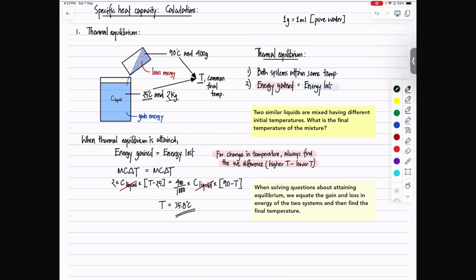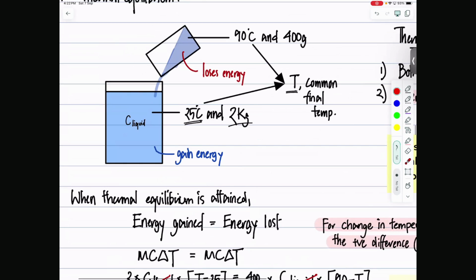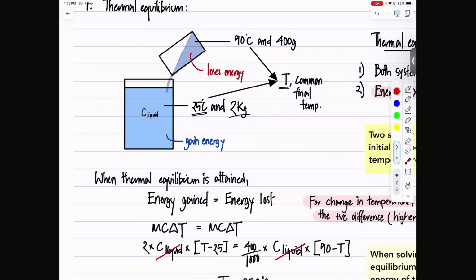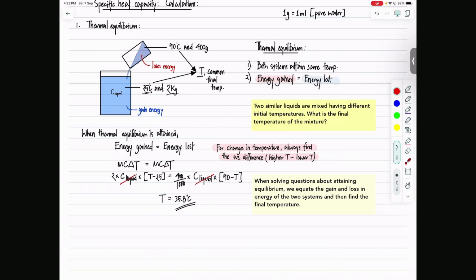Okay, so do you understand the concept of equilibrium? I'll show this one more time. So if you're mixing two systems, this can be liquid, this can be solid and liquid, variations exist. But if you're mixing two liquids, what happens is that they will mix around, the energy will dissipate and the energy will transfer until both of them have the same temperature. Because if they both have the same temperature, then net energy transfer doesn't take place, right?